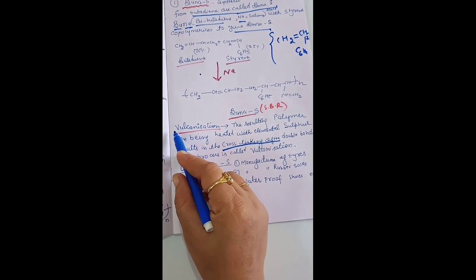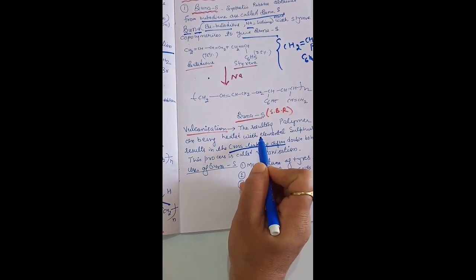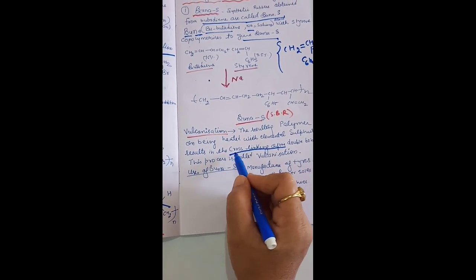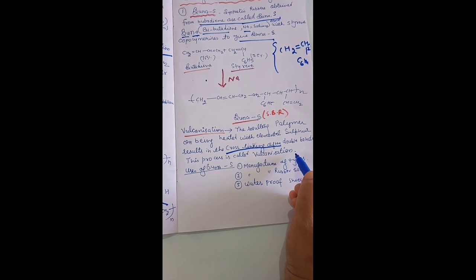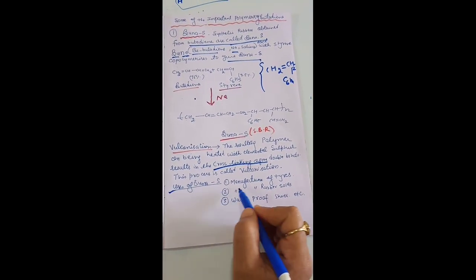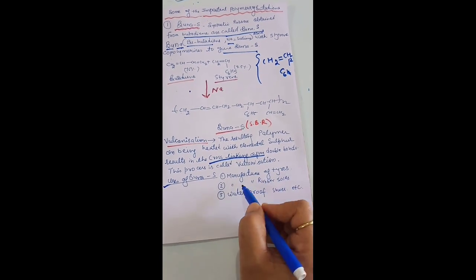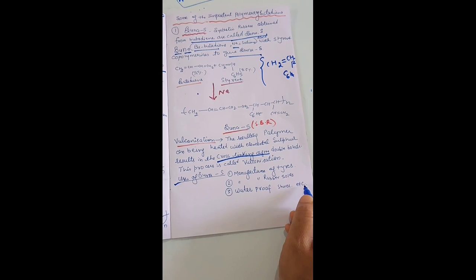So once again, what is vulcanization? It is the process where the resulting polymer, on being heated with elemental sulfur, results in cross linking of the double bonds. This process is known as vulcanization. And what are the main uses of Buna-S? First is the manufacturing of tires, manufacture of rubber soles, waterproof shoes, etc.